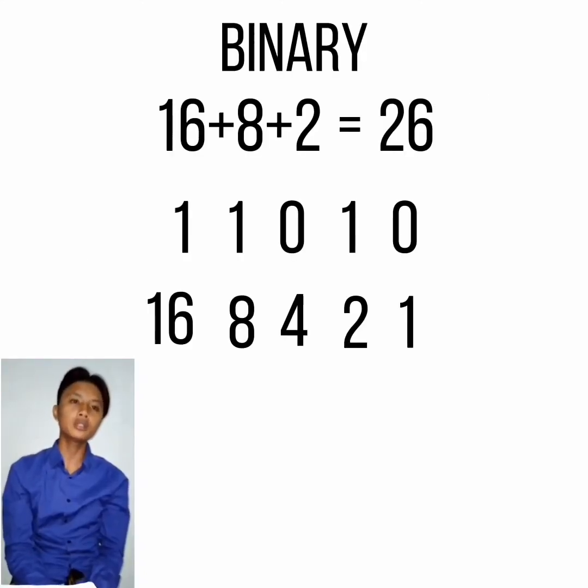If you add those up, 16 plus 8 plus 2 equals 26, since 16 plus 8 is 24, plus 2 is 26. So that's all. Thank you.